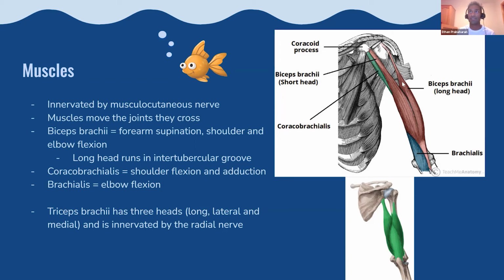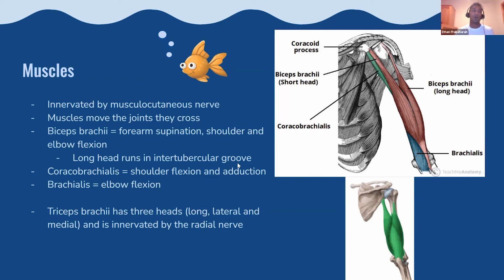This long head of biceps is important because that actually runs in the intertubercular groove. If you can remember, the humerus has a greater and a lesser tubercle. And so that groove that sits in between them holds the long head of the biceps muscle. Okay, and there's a couple of additional functions. We'll talk about supination when we get to the forearm, and the coracobrachialis, because it's located medially, will have some role in adduction of the shoulder.